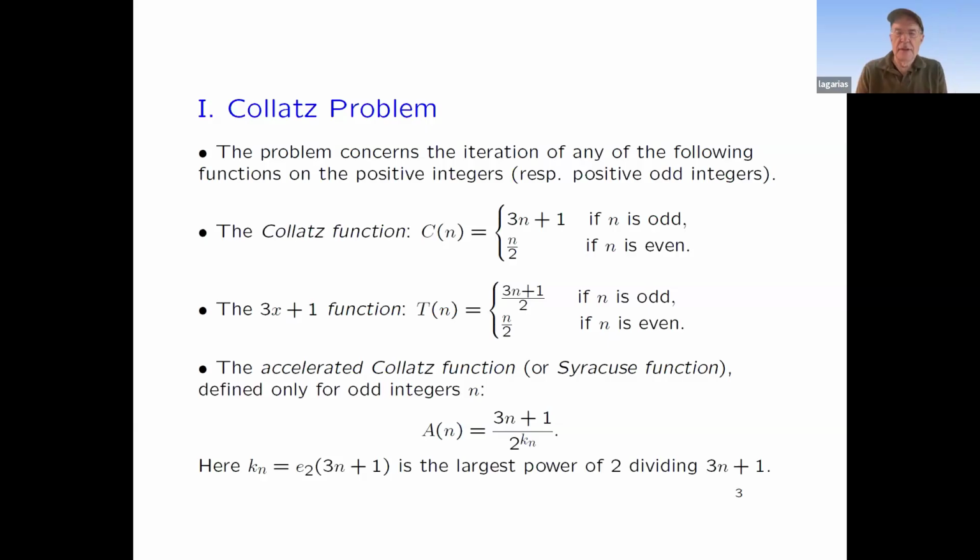and is a homomorphism on the two adic integers. And then there's an accelerated version of the Collatz function where you only work on odd integers, and if it's odd, you multiply by 3 and add 1, and then you divide out all the powers of 2 to get another odd integer. That's sometimes called the Syracuse function. Next.